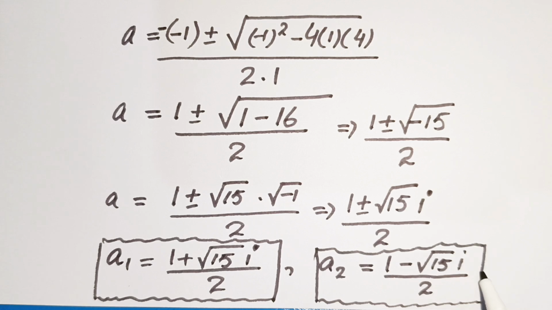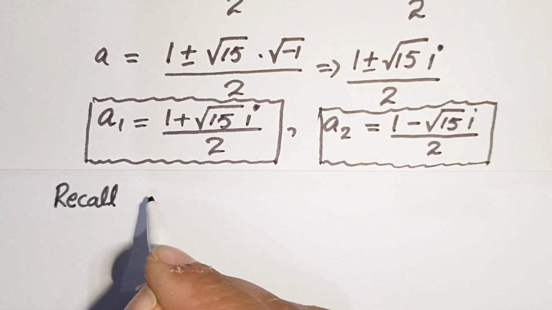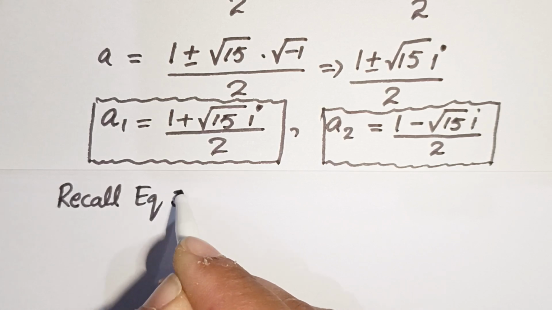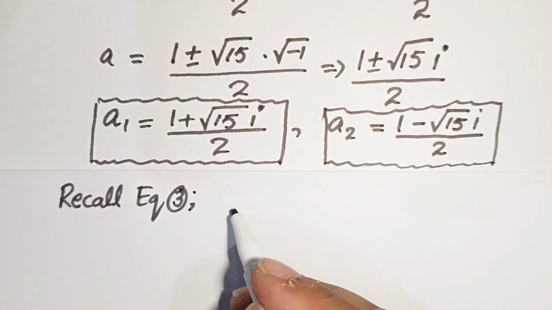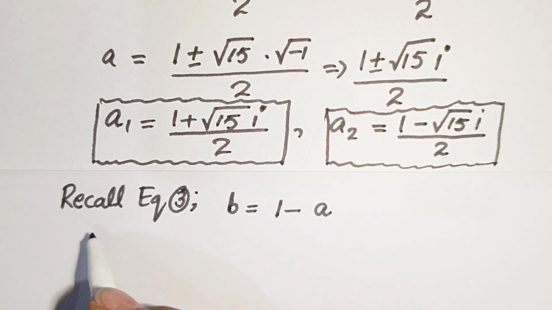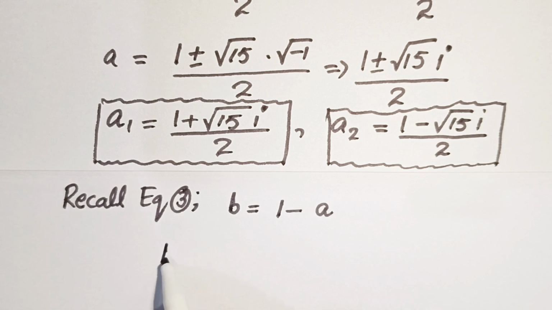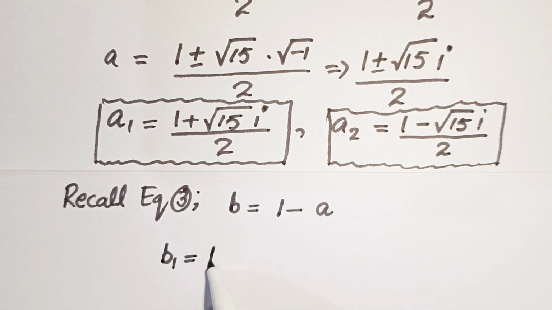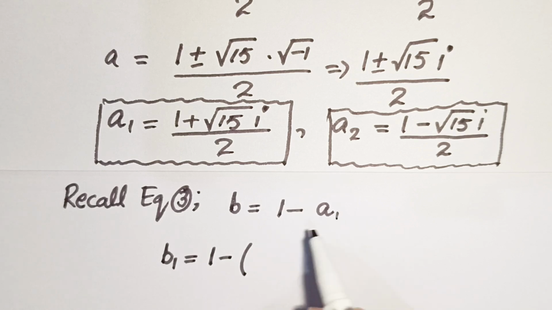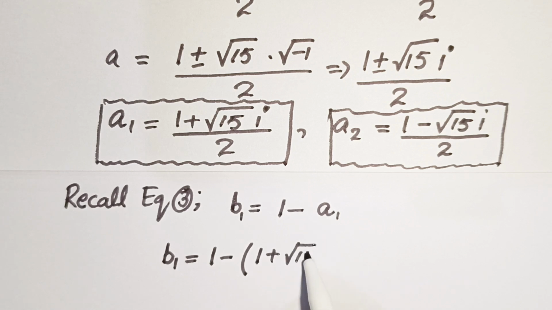So here we are going to use our equation 3. So here if we recall equation number 3, we know equation 3 is b is equal to 1 minus a. So when we put the value of a1, which is 1 plus square root of 15 i all over 2, then it will be b1, which is equal to 1 minus a1, so a1 is 1 plus square root of 15 i all over 2.